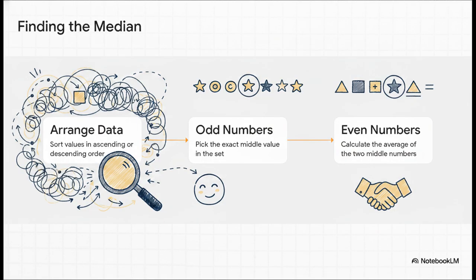Now, hunting down the median requires a little bit of detective work. Step 1 is actually a huge trap that so many people fall into. You absolutely must arrange the data in ascending or descending order first. If you just grab the middle number from a scrambled list, boom, you've been fooled. So arrange it first. Then, if you've got an odd number of items, that exact middle value is your median. For an even number of items, you just take the two numbers smack in the middle and calculate their average.